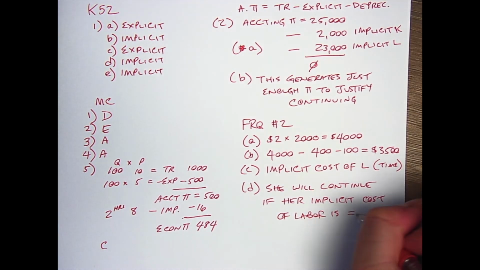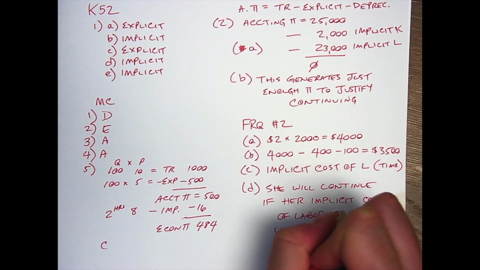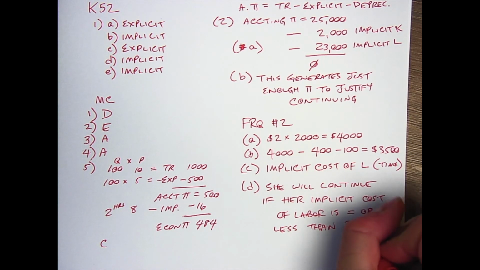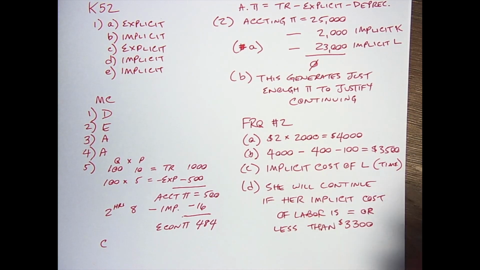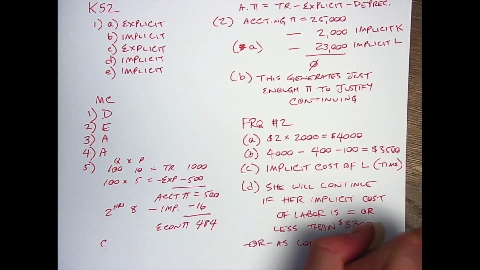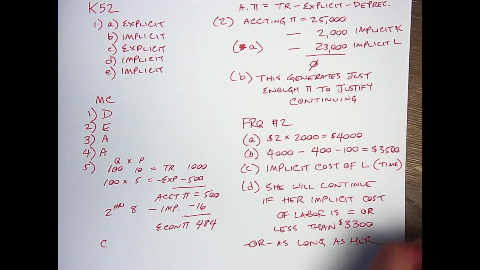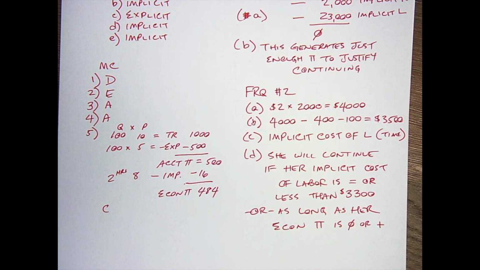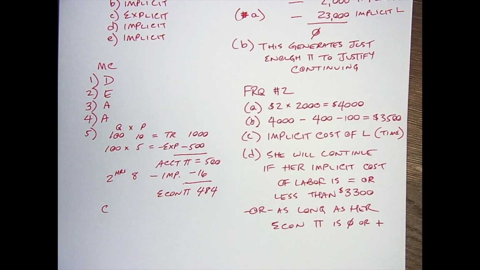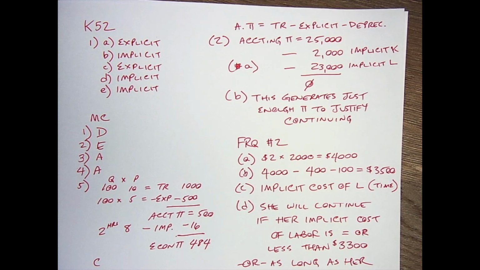is equal to or less than 3,300. Which is to say, as long as her economic profit is 0 or positive. So she'll continue to do this as long as her implicit cost of labor is equal to or less than 3,300, or as long as her economic profit is 0 or positive. And those are kind of saying the same thing here. So hopefully this helps you understand some of the questions related to Module 52.